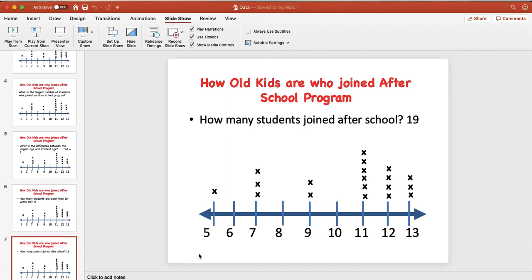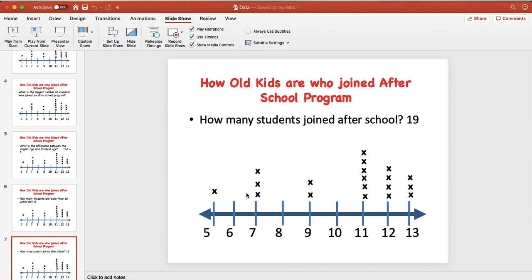Now, over here, this is asking how many students joined after school total. So we're looking for the entire total here on the line plot. So what we have to do is add as well. So we're adding again over here, but we are adding all of the X's because we need a total of all of the ages that joined after school. So I'm going to start over here.